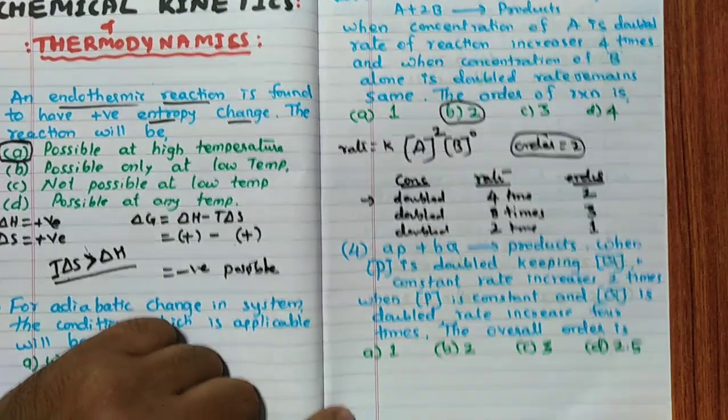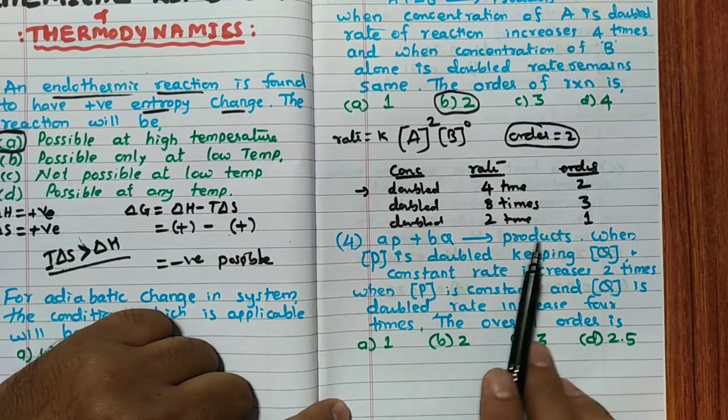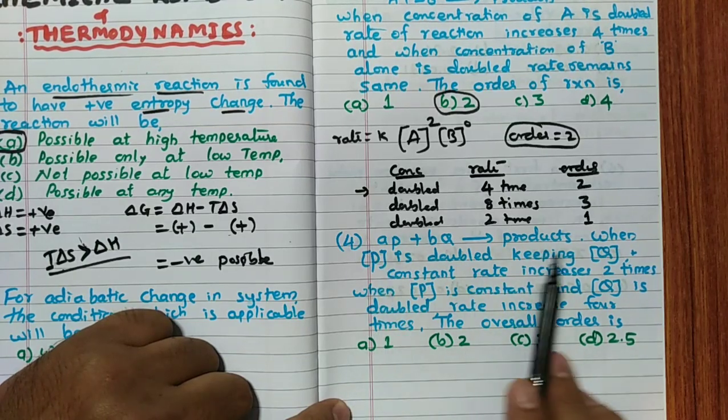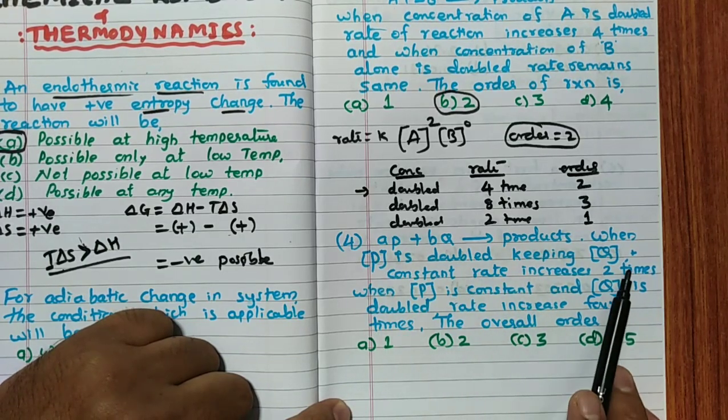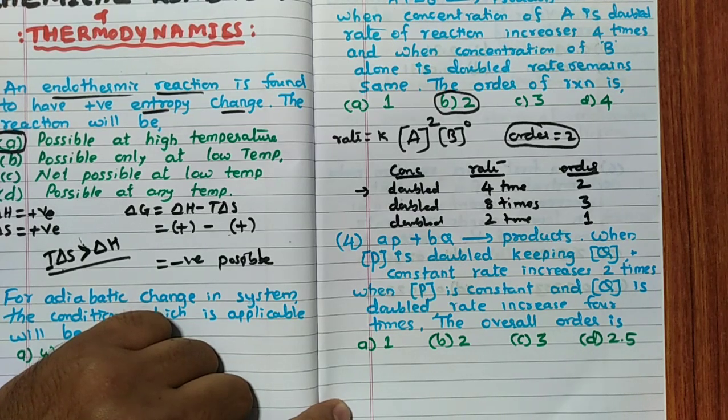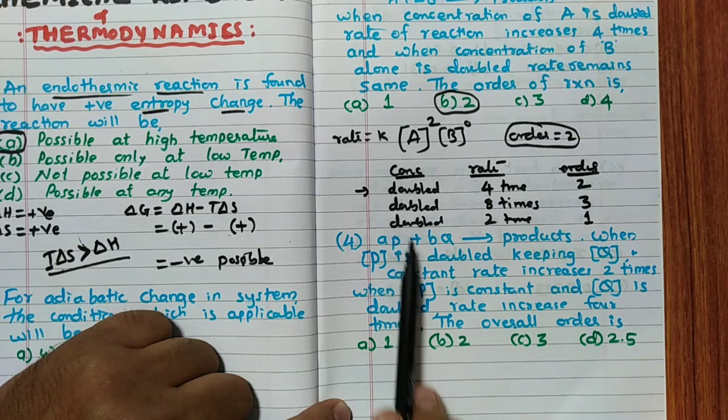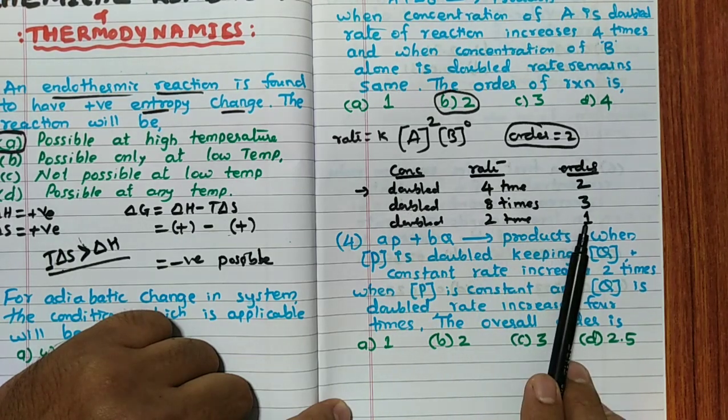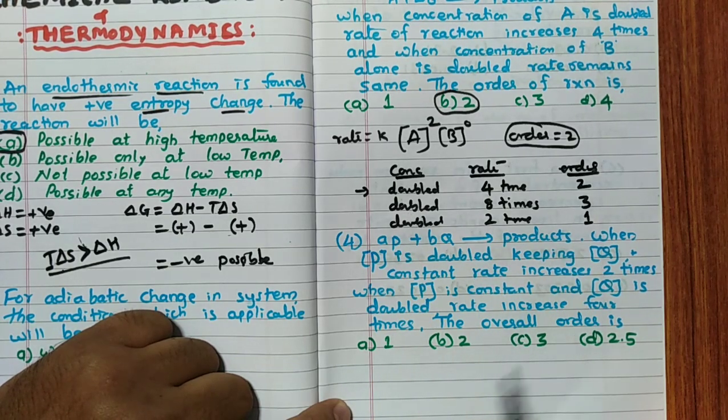Then the fourth one: AP plus BQ give rise to product. When P is doubled, keeping Q constant, rate increases 2 times. See, above whatever I have written, you have to see that. When P is doubled, rate increases 2 times. Order with respect to that should be 1. So P to the power 1. So the rate expression can be written like this.